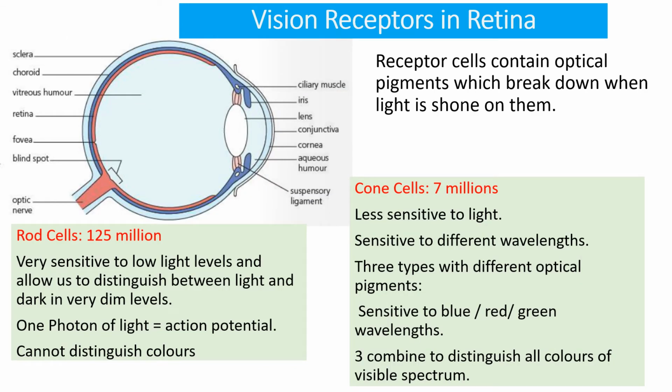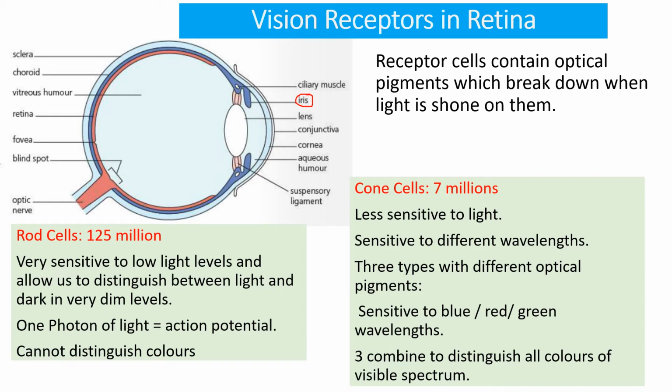Now, what we also need to know about then is the vision receptors in the retina as a specific example. The retina is obviously part of the eye, and the amount of light that enters the eye is controlled by the iris, which opens and closes your pupils effectively at the front of the eye. And basically the receptor cells contain optical pigments which break down when the light is shone onto them.